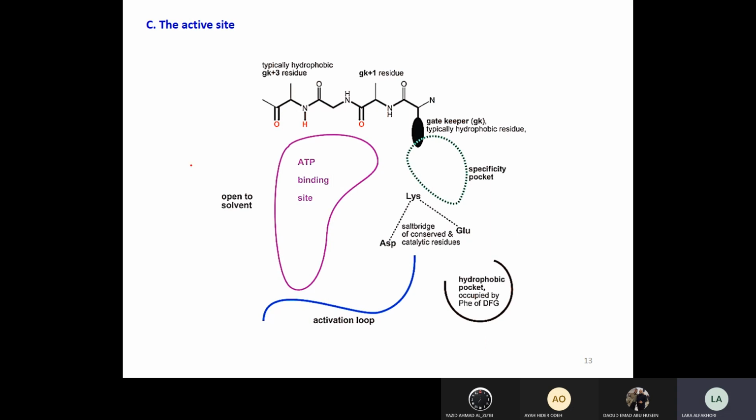هلا على امتداد الهنج region okay there is what we call a gatekeeper residue. Do you know what gatekeeper means?